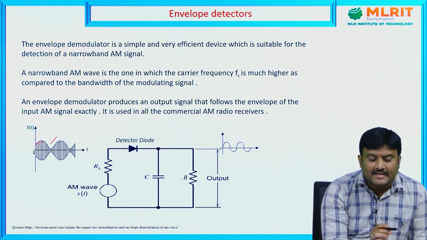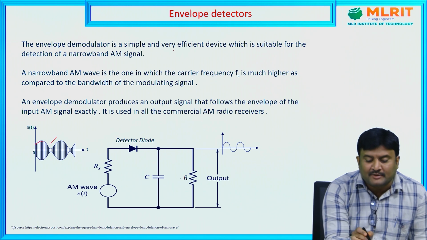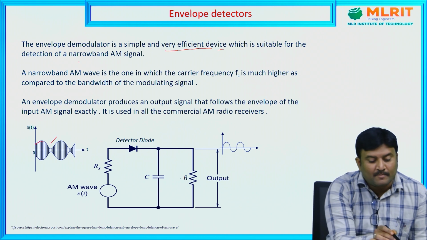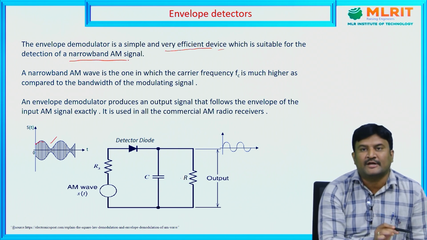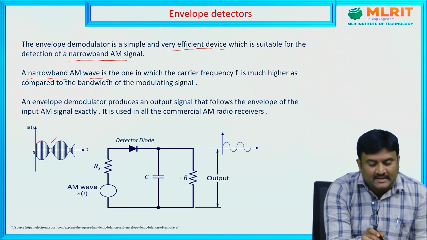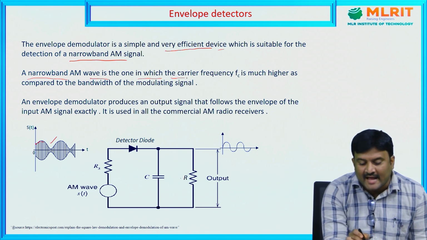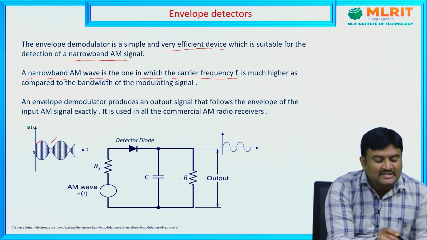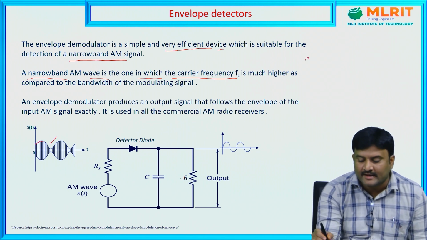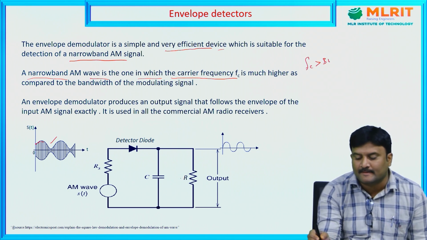Observe here, the envelope demodulator is a simple and very efficient device. For what? For the detection of a narrow band AM signal. A narrow band AM wave is one in which the carrier frequency fc is much higher compared to the bandwidth. Nothing but fc should be greater than the bandwidth.